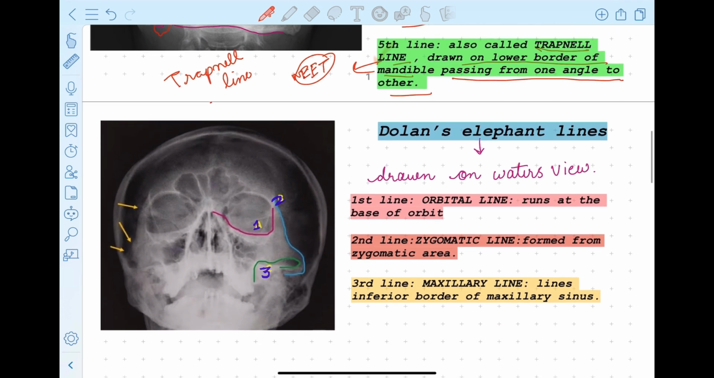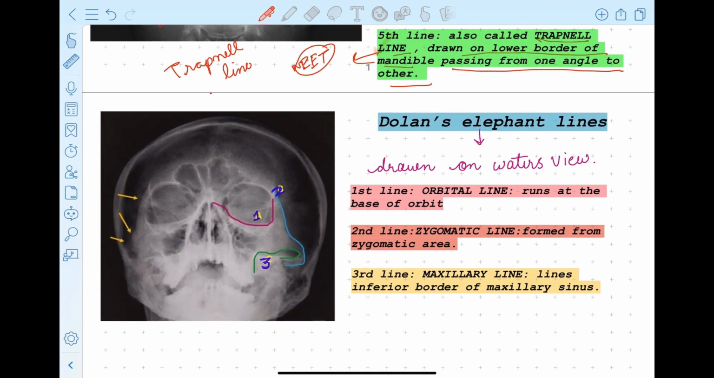Now the second set, that is Dolan's elephant lines. This is also very important, and these lines are also drawn on Waters view. Why is it called Dolan's elephant line? Because when you draw these lines on Waters view, it forms the face of an elephant. That is why it is called elephant lines. It is also 3 lines. The first line is called the orbital line, the second line is the zygomatic line, and the third line is the maxillary line.